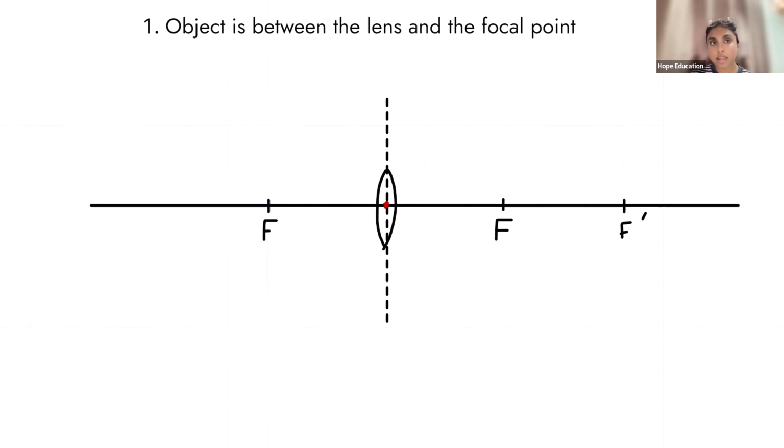Up to that point, did you understand what I said? Thumbs up. Okay. Now, where is our object? Object is between the lens and the focal point. Okay, so here we have the lens. Here we have the focal point. The object is in between. So I shall draw my object here. This is my object.